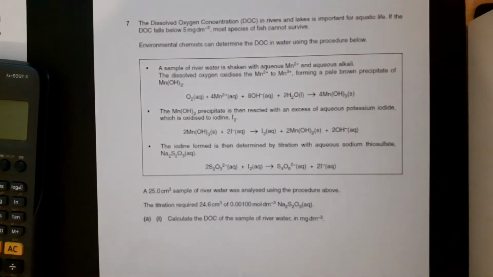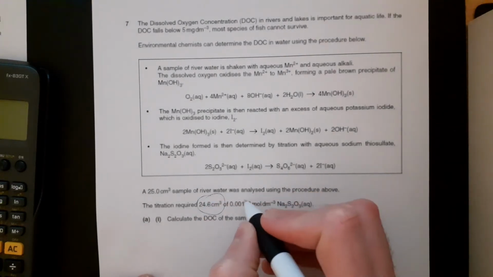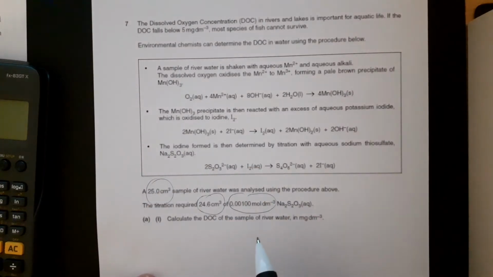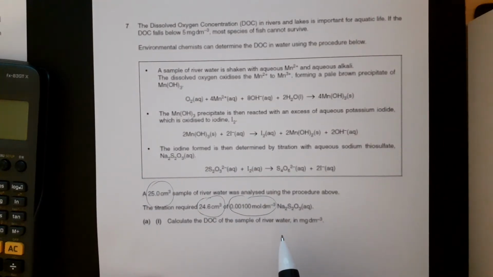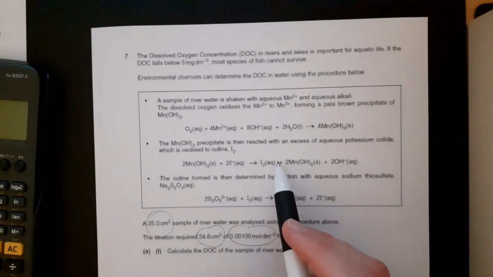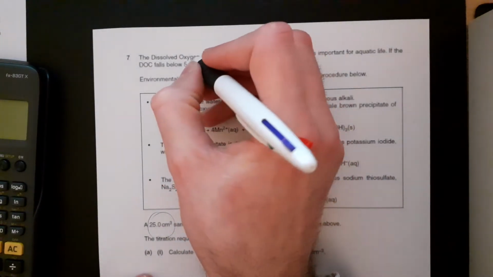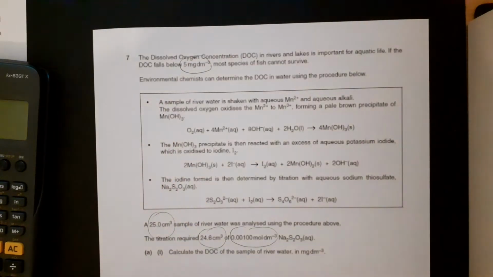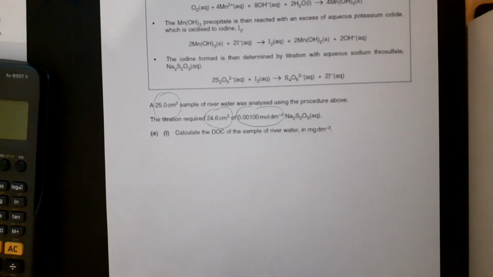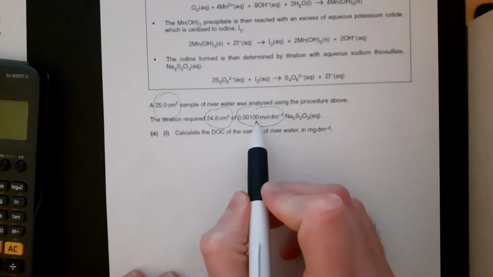So let's do the same thing. Let's go and look for some numbers. We've got 25 centimeters cubed there. Where else have we got numbers? That's it really. This is all just a bunch of ratios, isn't it? And then this 5 milligrams per decimeter cubed is going to be important, isn't it? That's what we want to calculate. Right, so we'll start at the bottom again. We're going to start with this.